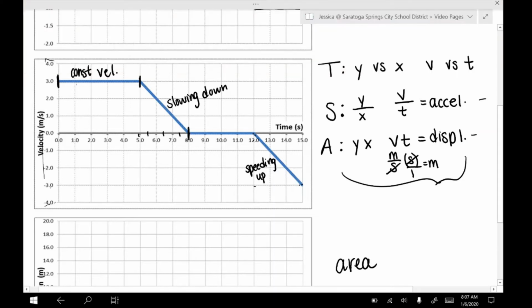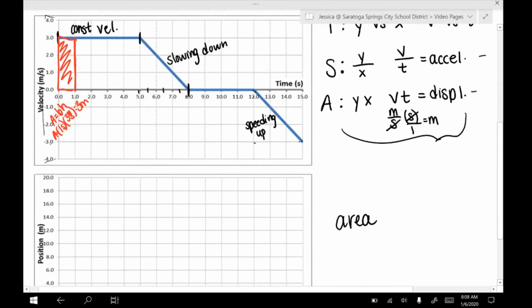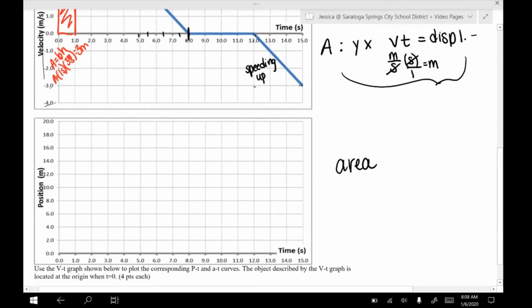So in the first second, we travel this area, which is a box. Okay, so we apply our area is base times height. Our base is 1 second. Our height is positive 3 meters a second. So that tells me that we have been displaced a positive 3 meters. So at 1 second, I am at approximately 3 meters.